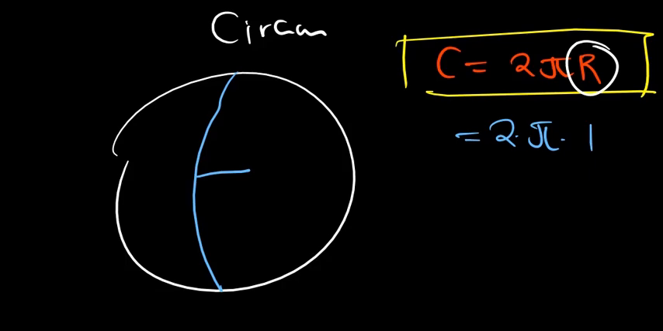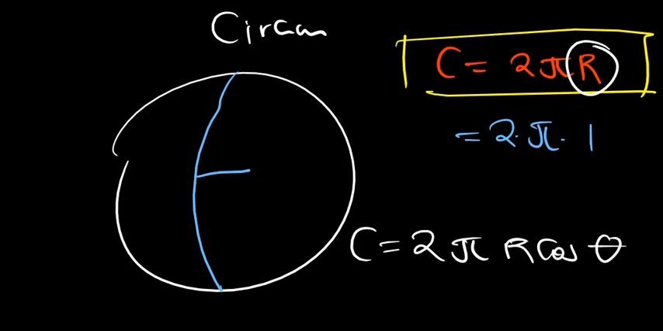So it's just going to be 2 pi, now that's going to be r cosine of what? Cosine of theta. So the formula would be 2 pi r. Now you know that the small r there is r cosine of theta. So that's how you calculate the circumference of a latitude.